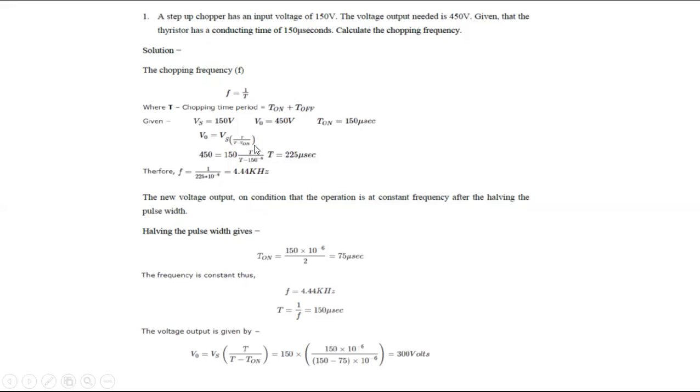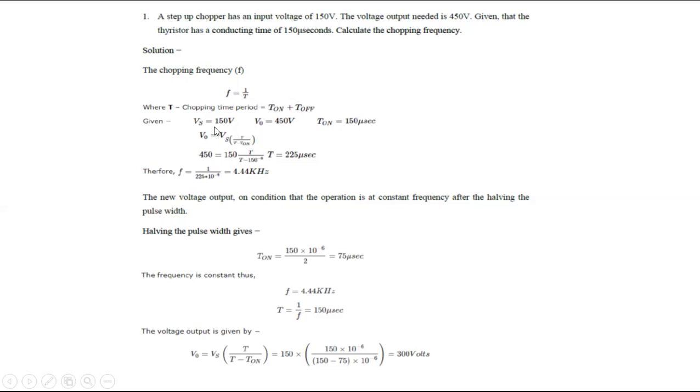Okay, T by T minus T on. This is T by T minus T on. So what they are asking: input voltage 150, output voltage 450, thyristor T on is 150. They are asking to calculate the frequency. So we know the frequency formula F is equal to 1 by T, and total time period is T on plus T off. So input voltage, output voltage, and T on we know from the problem. So first we have to calculate the T, total time.